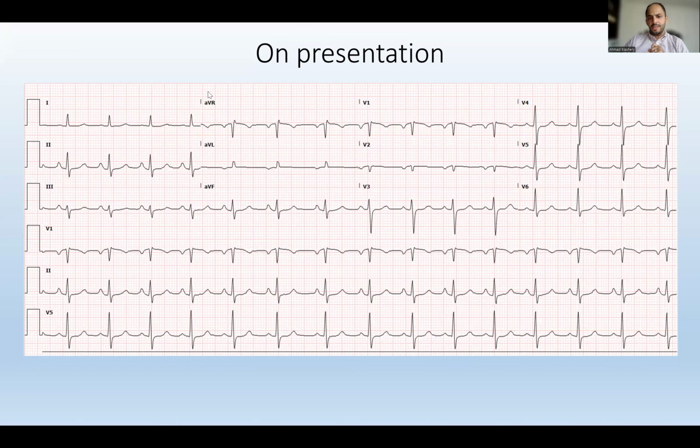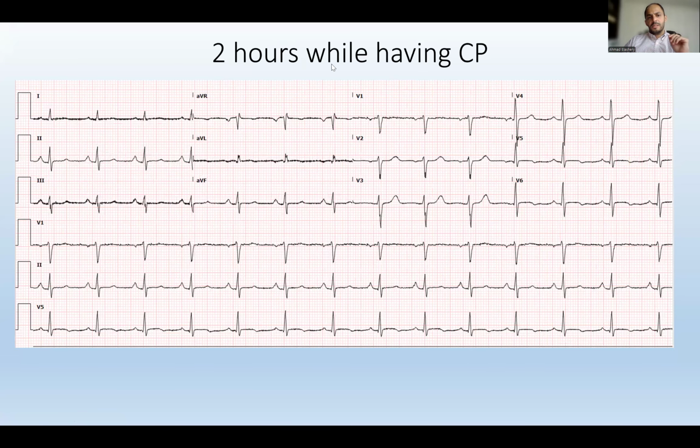This is her presenting EKG. She was chest pain free at that time. That showed just normal sinus rhythm and nothing specific, nothing suggestive of ischemia. This is 2 hours later while she's having actual chest pain.